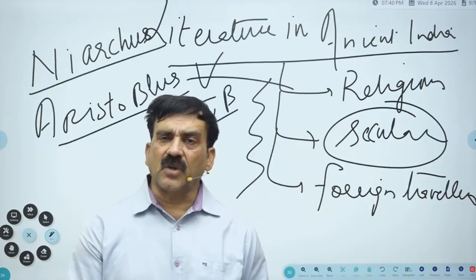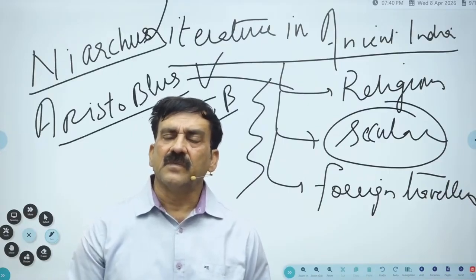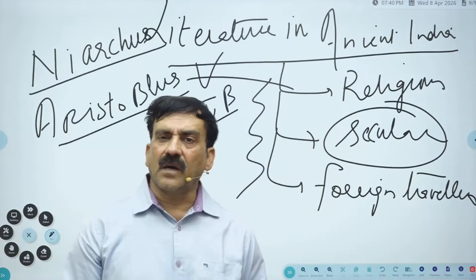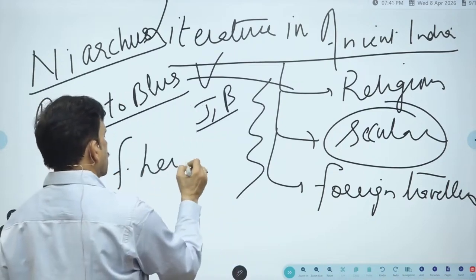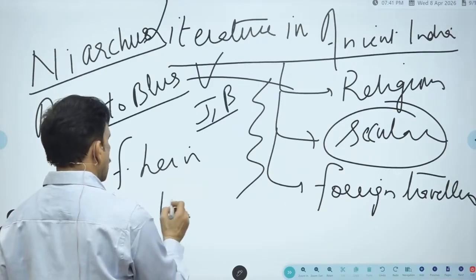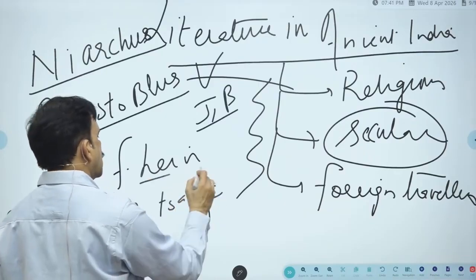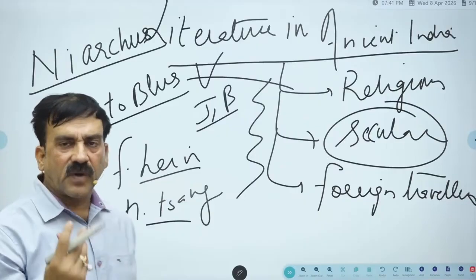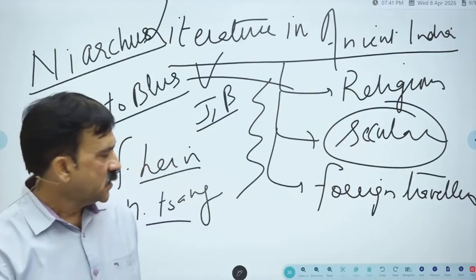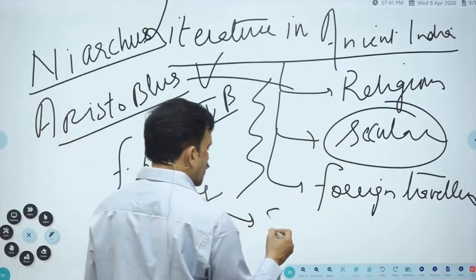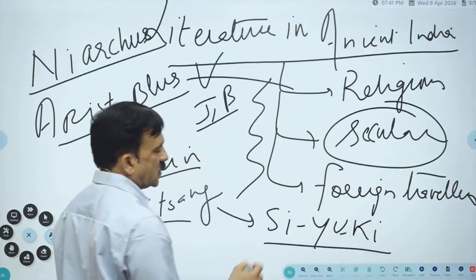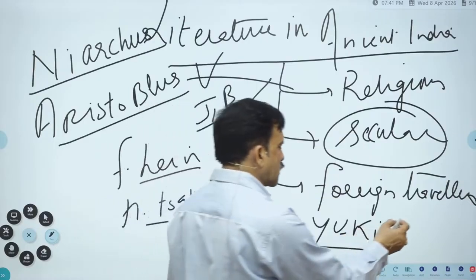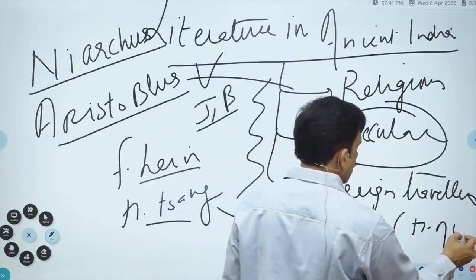Then we have a series of Chinese travelers: Fahien, Huensang. Last year a question on Fahien came. Fahien, Huensang. So their descriptions are very important, what they are writing about India. For example, his book is called Si-Yu-Ki, which means history of the West.